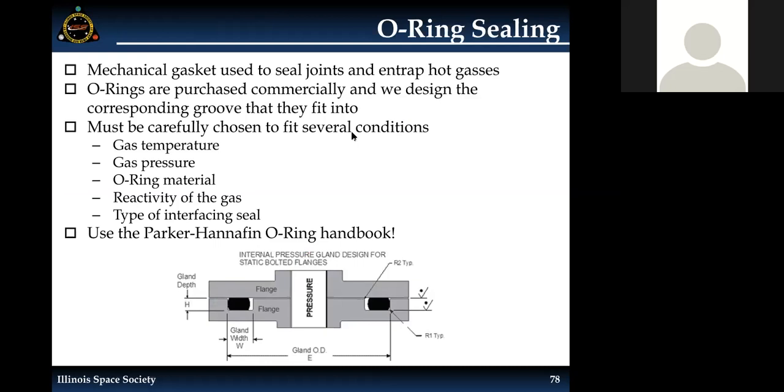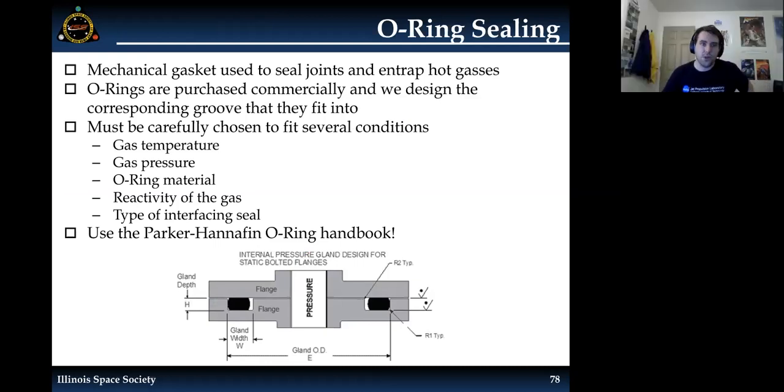Okay, so now, as I mentioned before, we have some O-rings in there. O-rings are what are called mechanical gaskets, which basically just means that they're small rubber loops that have circular cross sections. They're used to seal joints between different interfacing pieces of hardware and also entrap hot gases. So O-rings are actually purchased commercially, and what we do is we design the corresponding groove that they fit into.